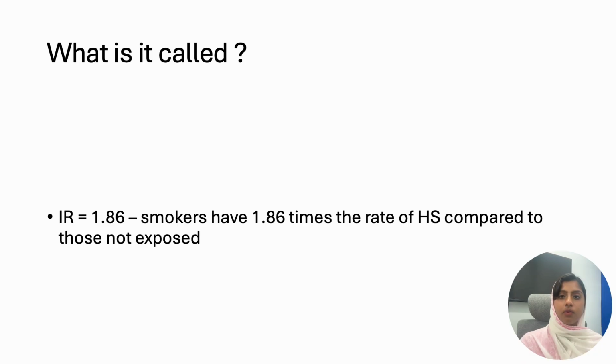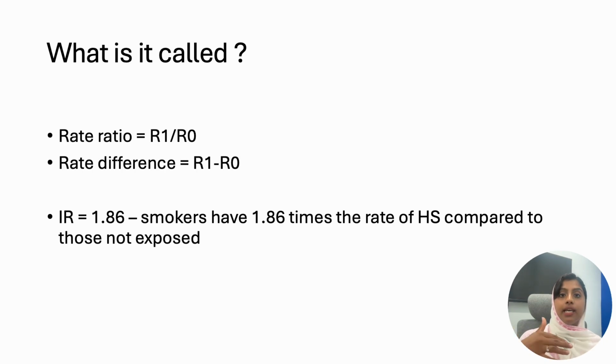So what is it called if you have a rate data? You have two rates from two outcomes. Once you do a relative equation, it comes as rate ratio. So that is R1 by R0. And if you want an absolute difference, that becomes a rate difference. For example, if you get the answer as 1.86, you can say the smokers have 1.86 times the rate of hidradenitis suppurativa compared to those non-exposed. So this is rate ratio.